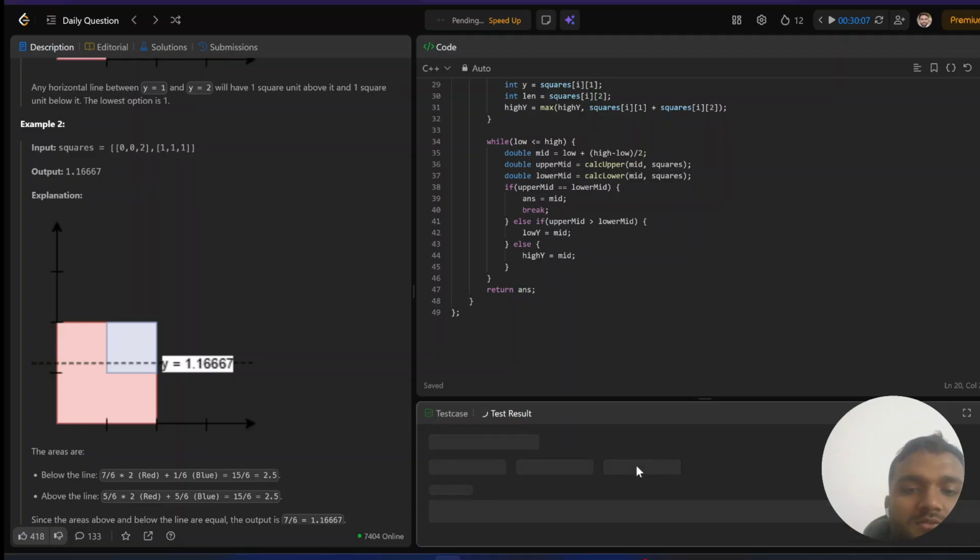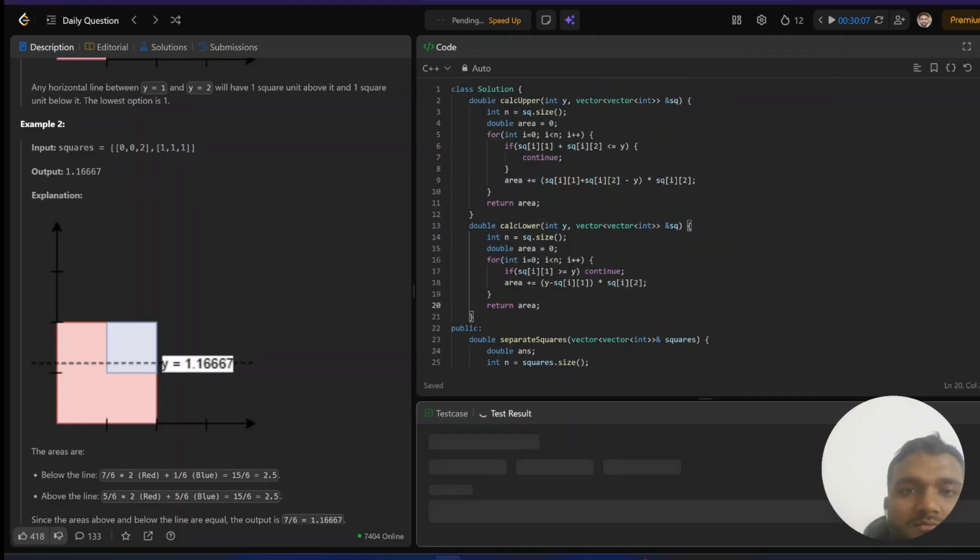What happens? Very bad network, I think.